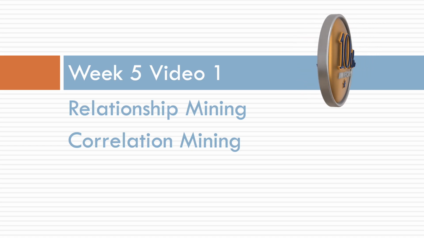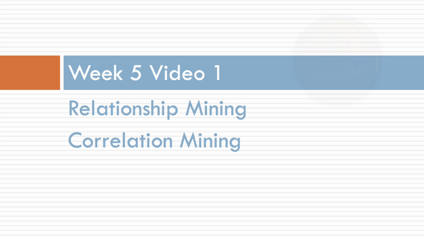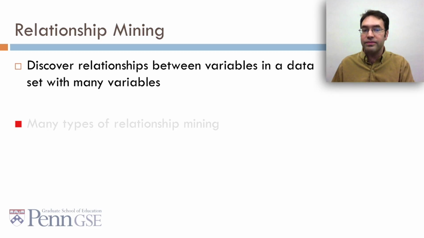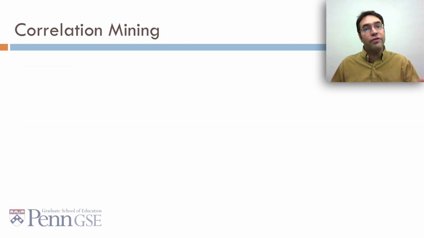You're half done. Today we're going to talk about relationship mining, and in specific, correlation mining. Relationship mining is where you try to discover relationships between variables in a data set with a whole lot of variables. And there's a lot of types of relationship mining. It's actually a really big and broad area. The first, and the one we'll talk about today, is correlation mining.